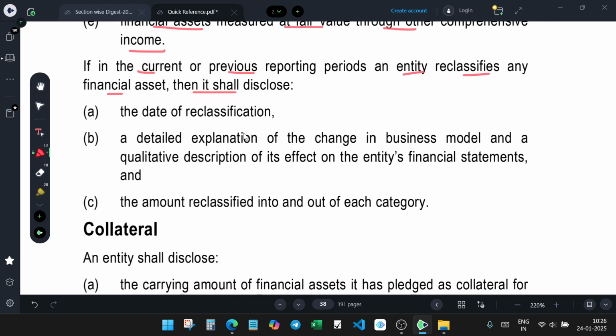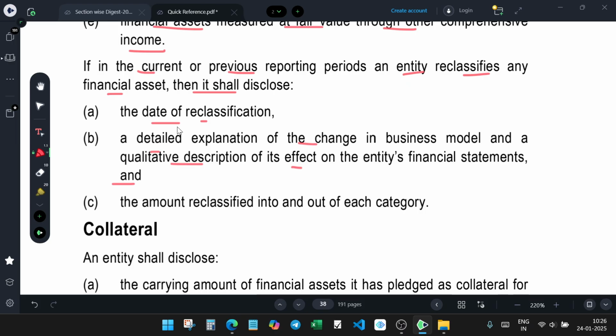If in the current or previous reporting period the entity has reclassified any financial asset, then it shall disclose the date of reclassification, a detailed explanation of the change in the business model, and the qualitative description of its effect on the entity's financial statements. If any asset has been reclassified from stock to asset, or asset to stock, you should mention that date. Why are you changing the asset from stock to fixed asset or any other asset, or asset to stock? What is the reason behind it?